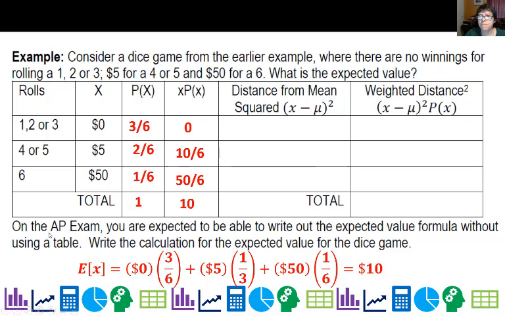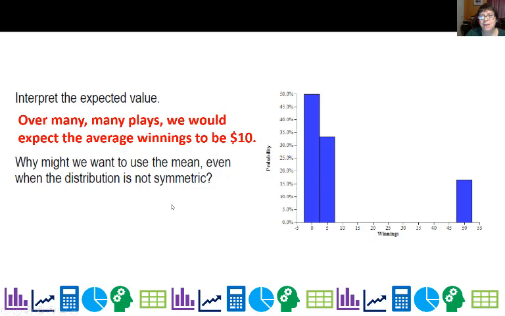All right, so let's interpret the expected value. Over many, many plays, we would expect the average winnings to be $10. Notice nobody wins $10, right? Because they either win 5, 0, or 50. But on average, we expect them to win 10. Now you could say, well, Silverman, that's not a very symmetric graph. Why are we using the average instead of the median? Well, first of all, the median is $0, right?